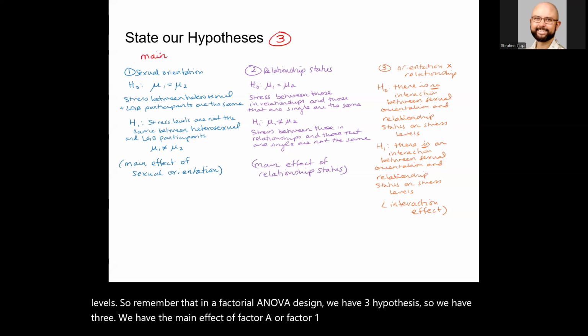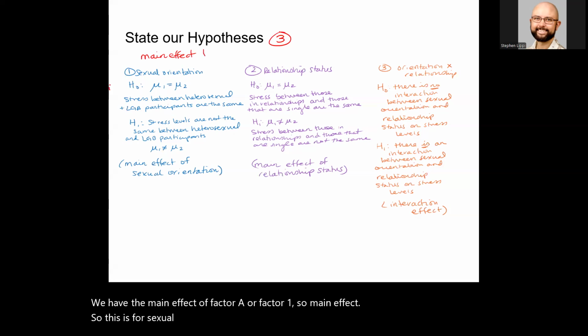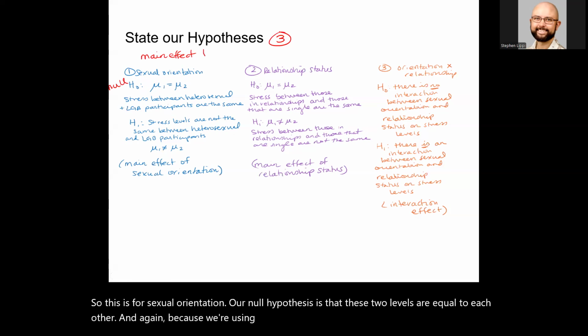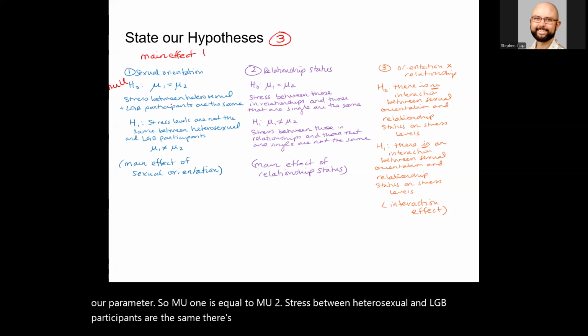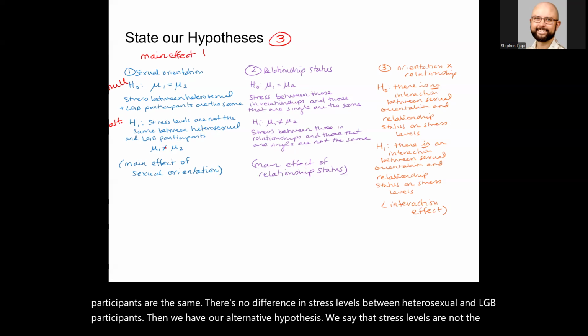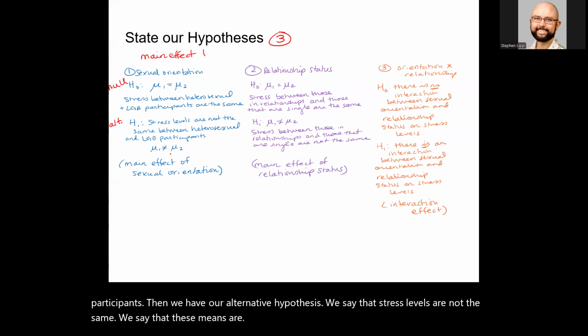So main effect 1. So this is for sexual orientation. Our null hypothesis is that these two levels are equal to each other. And again, because we're using inferential statistics, we need to write this in relation to our parameter. So mu1 is equal to mu2. Stress between heterosexual and LGB participants are the same. There's no difference in stress levels between heterosexual and LGB participants. Then we have our alternative hypothesis. We say that stress levels are not the same. We say that these means are not equal to one another.